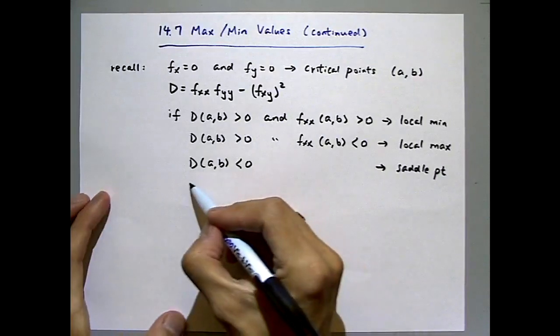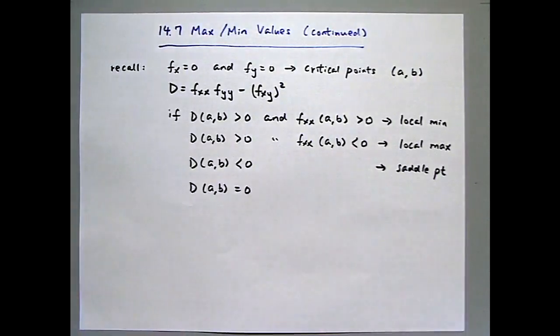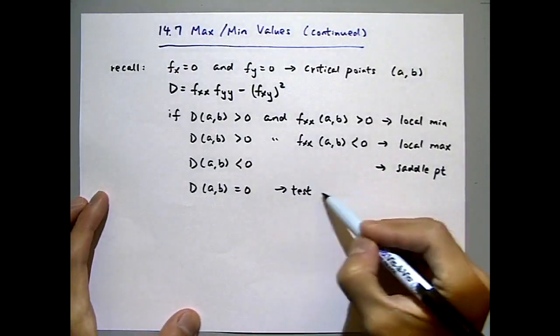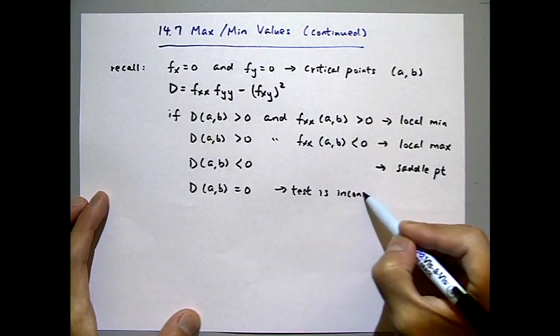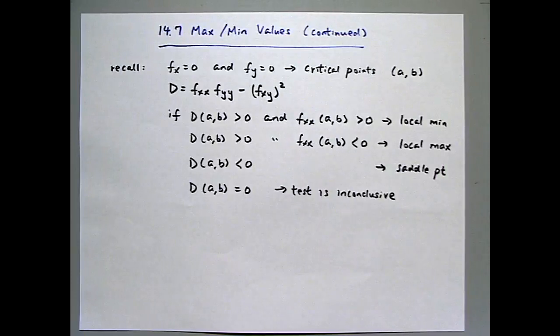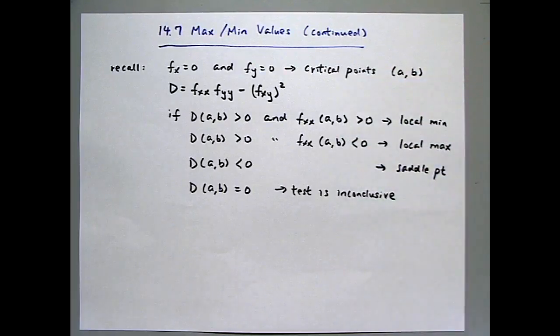Finally, you won't see this case in this class, but just be aware that if you ever get D equal to 0, this is when the test is inconclusive. And you're going to need a different way to figure out maximum and minimum. But we're not going to cover that particular case. Whatever other ways you need to do, they're far more complicated than what we're going to be doing here. So we're only going to encounter the first 3 cases in this class. Okay, so I'll leave that there because we'll be using that.